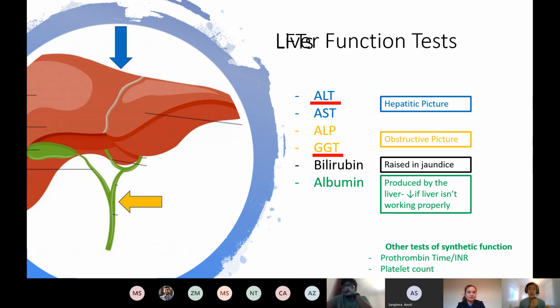LFTs. Can anyone tell me what an LFT stands for? Good, yeah. And can anyone tell me, if I ordered an LFT, what sort of things might I get? What is it going to measure? Chuck a few out there.